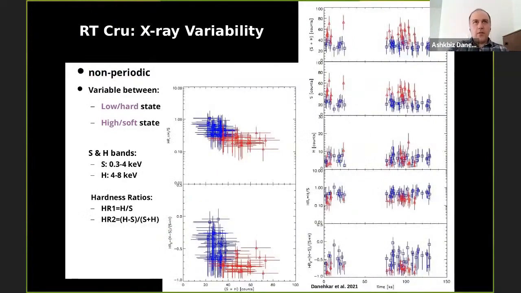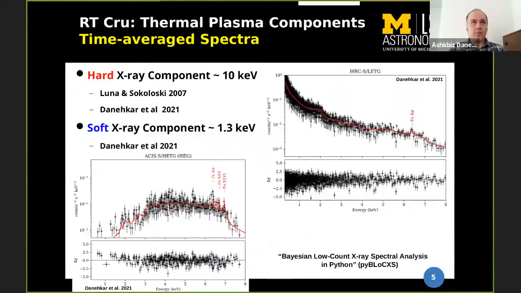RT Cru has very high X-ray variability. For our study of RT Cru, we use Chandra High Energy Transmission Grating spectra, which were collected in 2005, and also Low Energy Transmission Grating spectra, which were collected in 2015. We separated low and high states using hardness ratio diagrams, and by separating these events we made two different spectra, in the lowest state and the highest state. We also made time-average spectra.